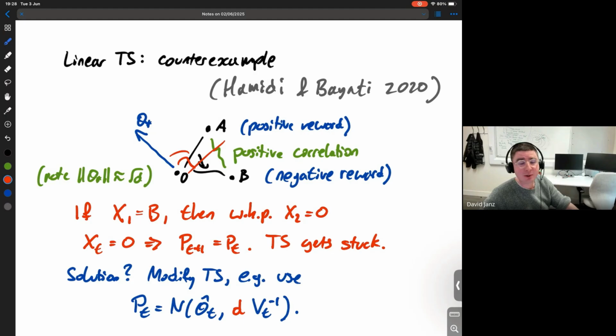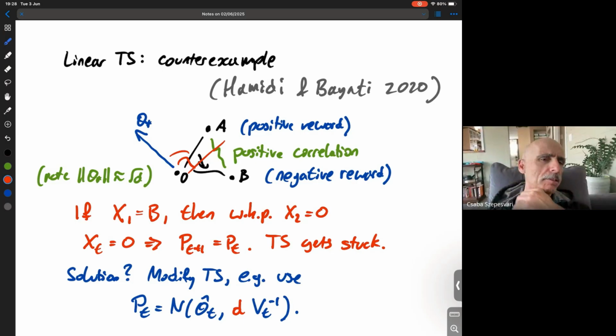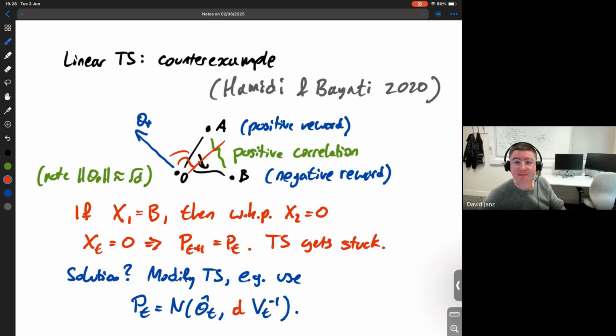Because this counterexample, the calculation is very, very manual. But it's also very intuitive, right? It is, yeah.